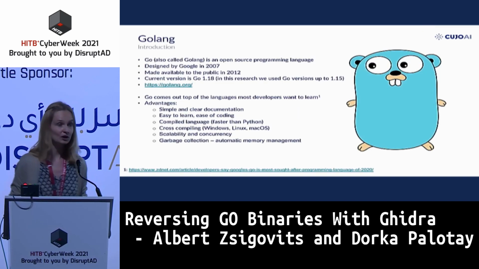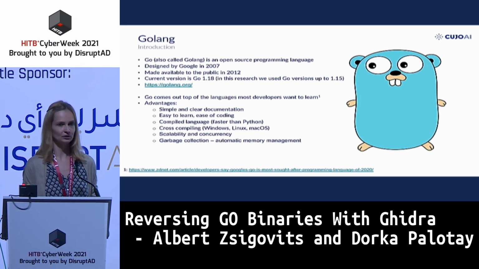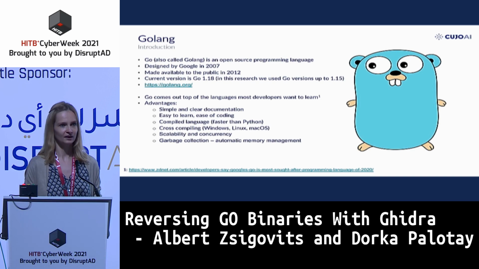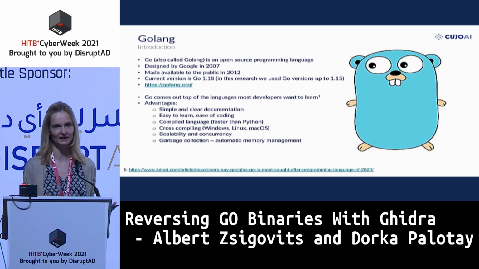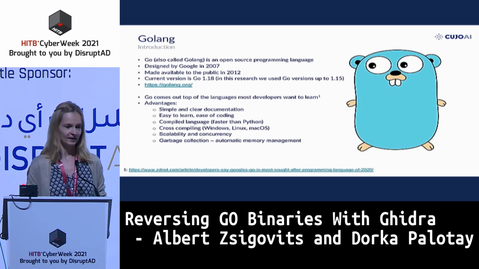A few words quickly about Golang. This is a language which was developed by Google and made available to the public. Now we are at version 1.18. In our research, we were mainly focusing on versions up to 1.15, because most of the malware families that we analyzed are written in versions up to 1.15. But I will also mention some of the changes that happened since then, between 1.15 and 1.18.